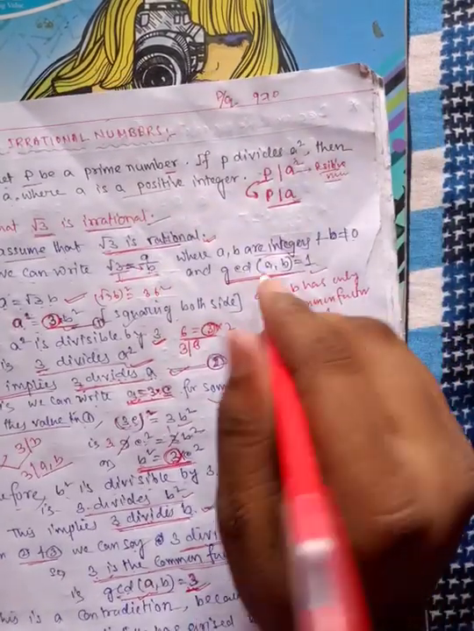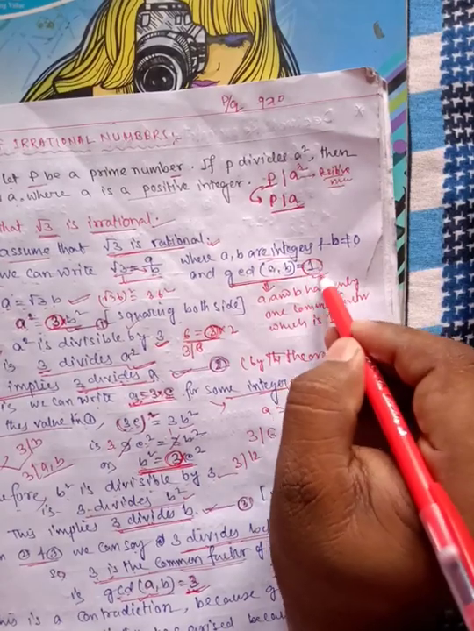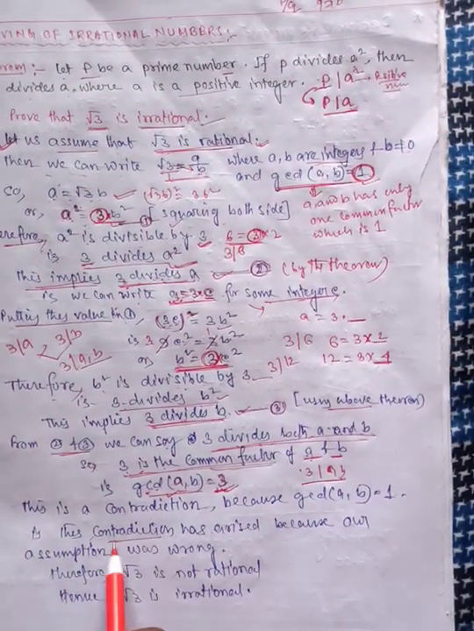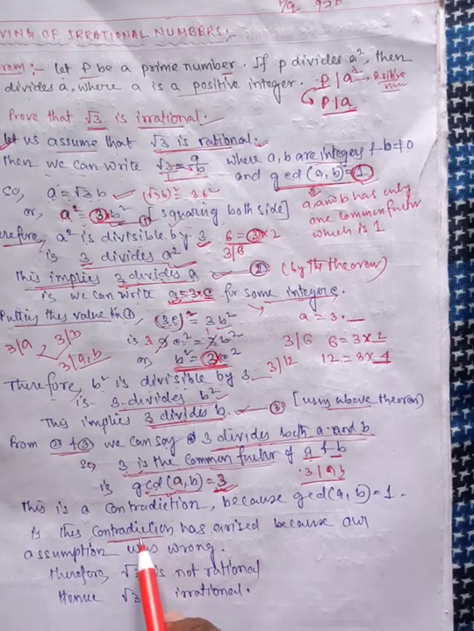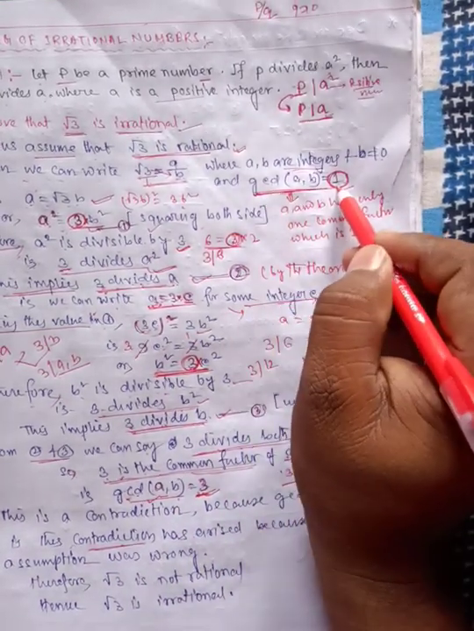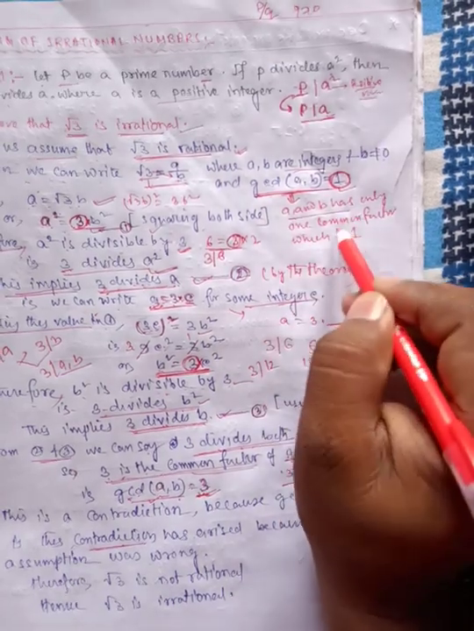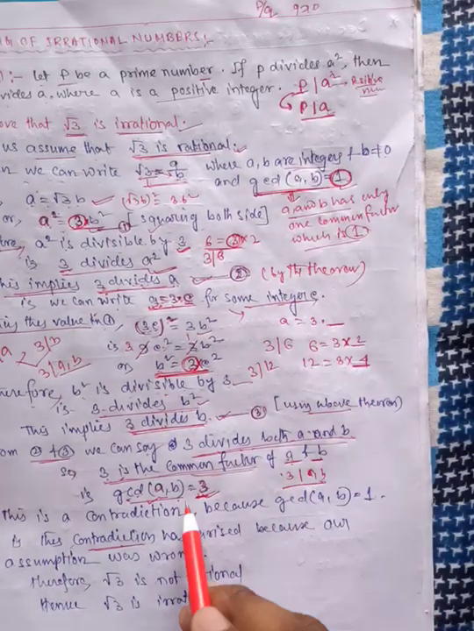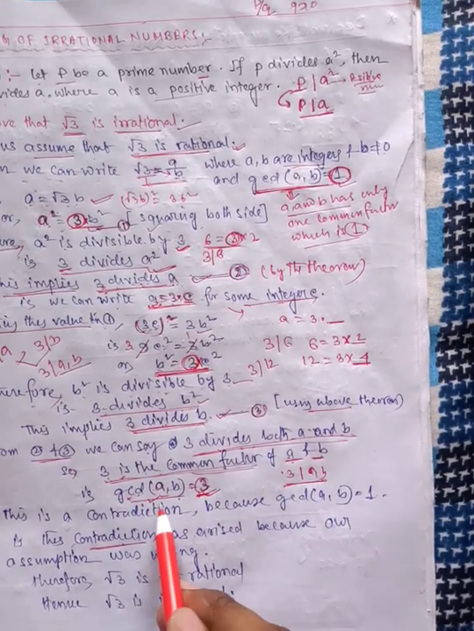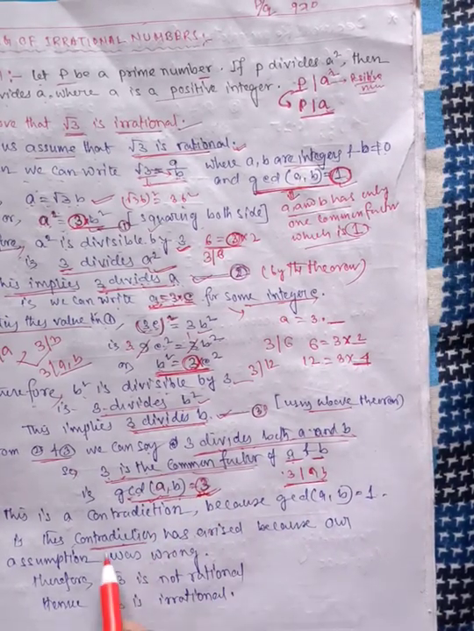But what we have written at the start is that GCD of a and b should be 1. So this is a contradiction. Why a contradiction? Because firstly we wrote GCD of a and b is 1, there is only one common factor, that is 1. But here we got 3 as a common factor of a and b. GCD of a and b equals 3 we got here. So this is a contradiction.